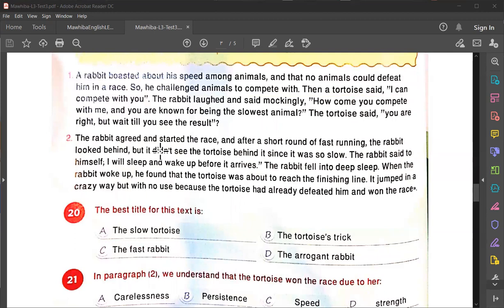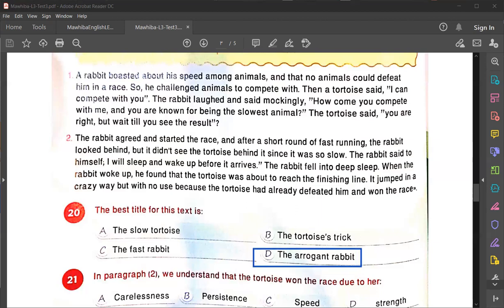The best title for this text is... what do you think? Number 20. It is number D.